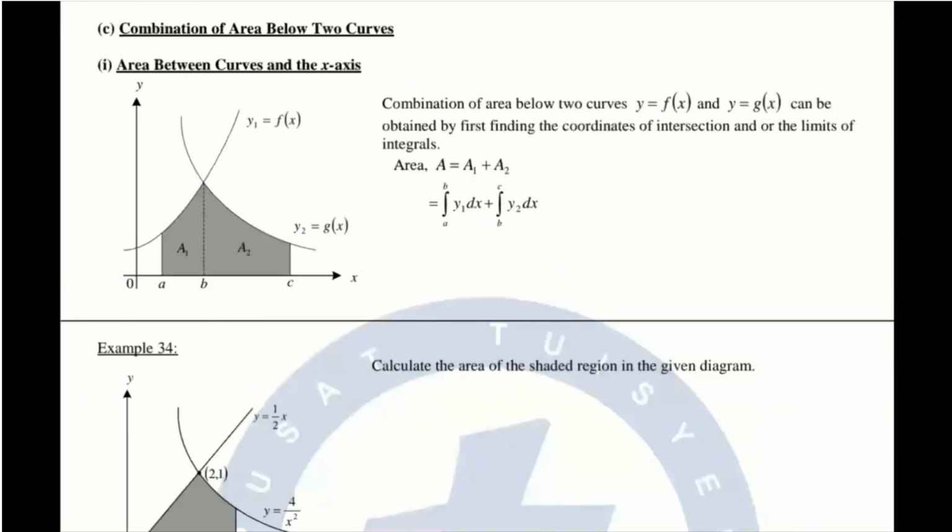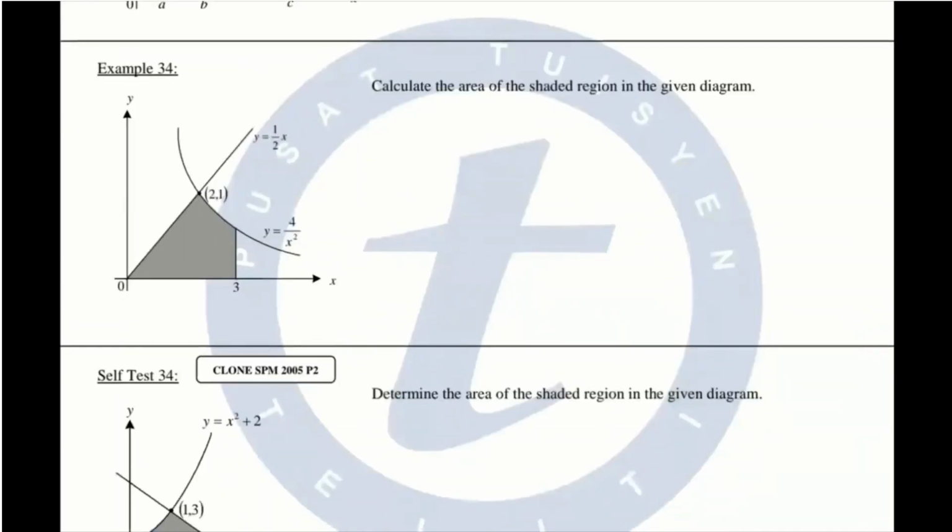Okay, so combination of two areas, right? Previously it was one above, one below, so we subtract to get the area in between. Now we have two different equations, one on the left, one on the right, and we add them up. This is actually easier than the earlier one. See, one on the left, one on the right, just integrate them separately, add them up, and get the total area.